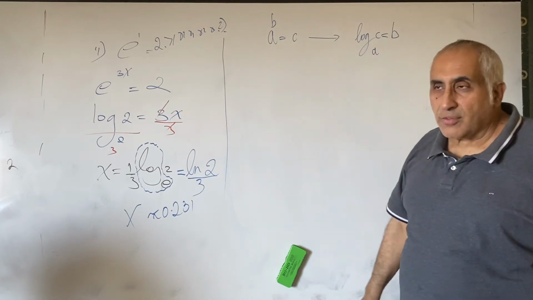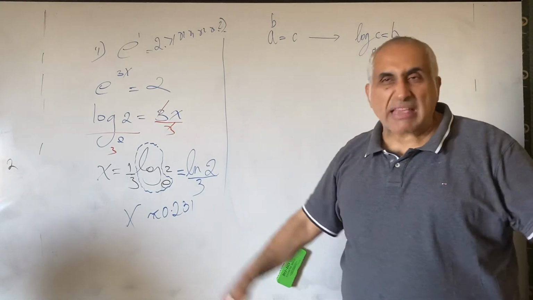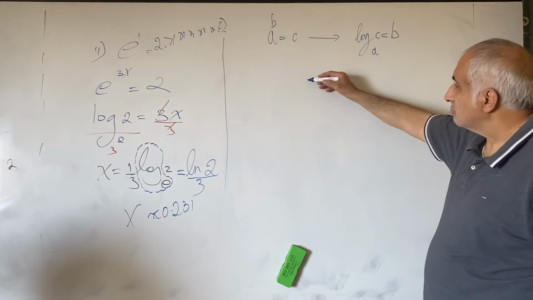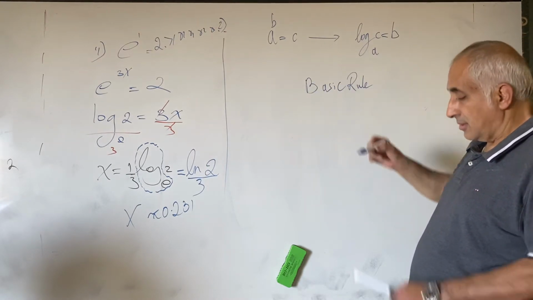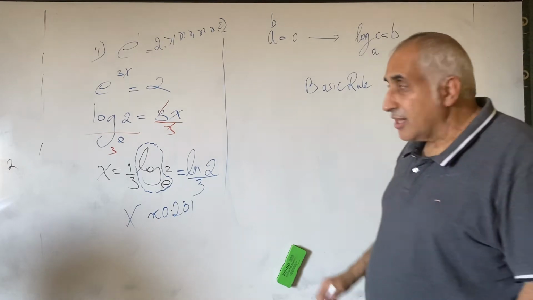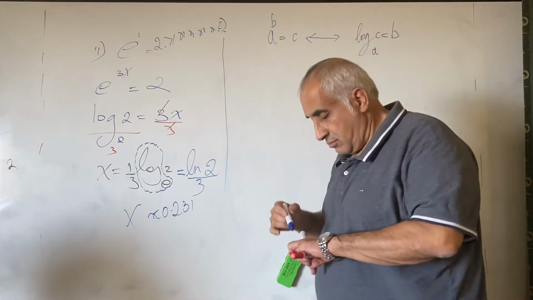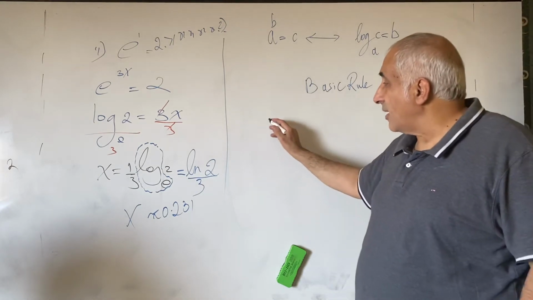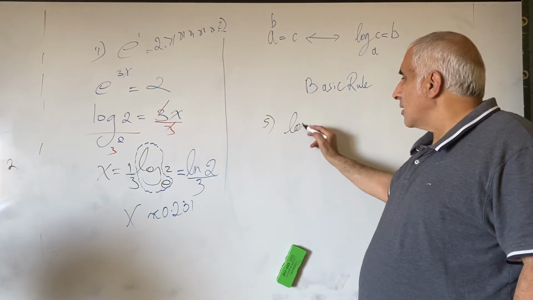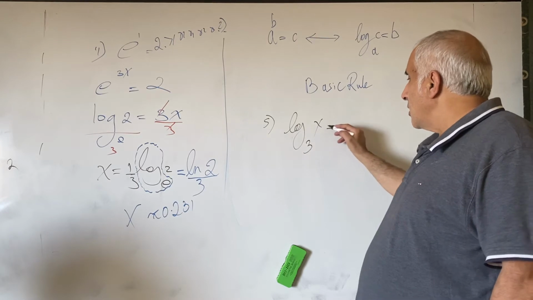I would like to call this the basic rule. You want to call it something else? Sure, you name it. You know why I call it the basic rule? It works backward and forward. What do I mean? Let's take another example. Number 5: what's log x to base 3 equals minus 1?